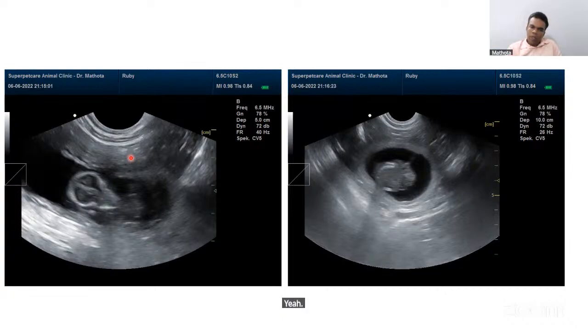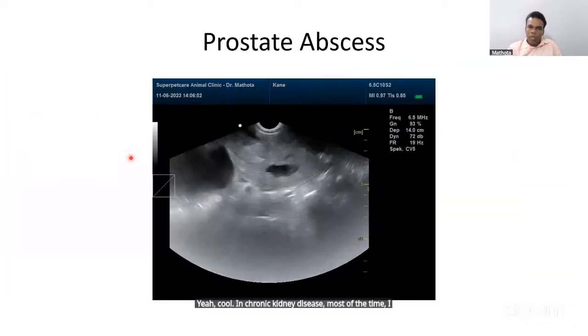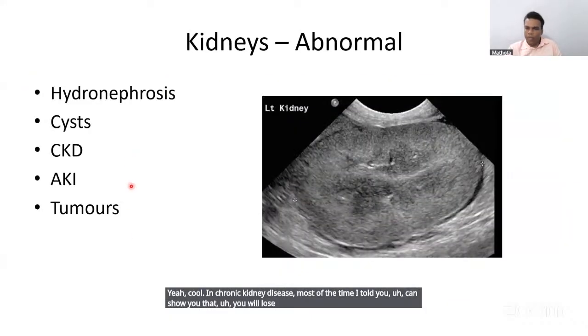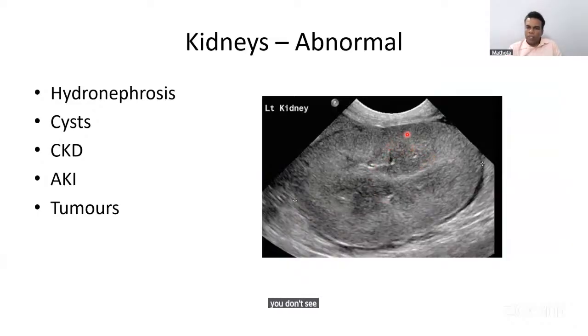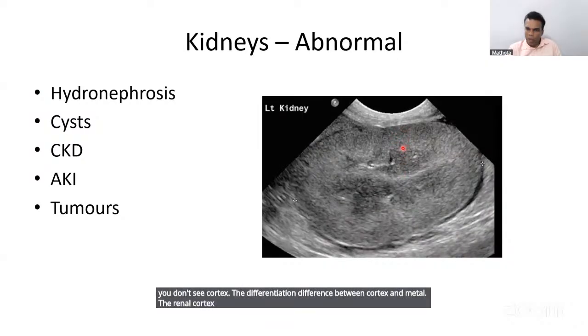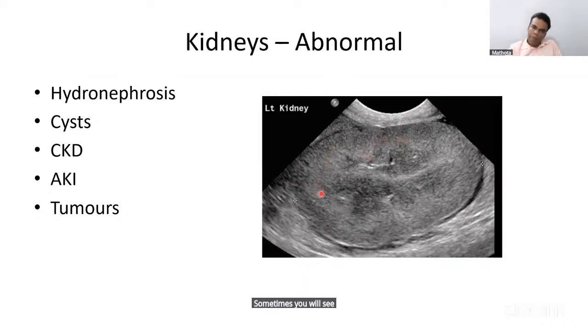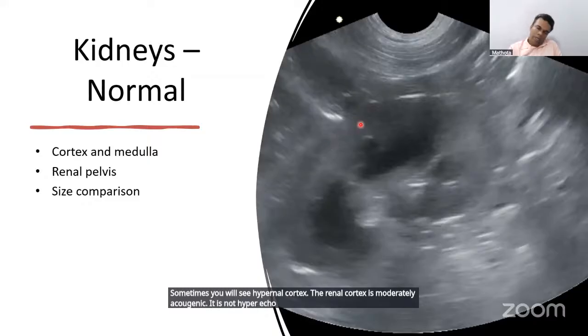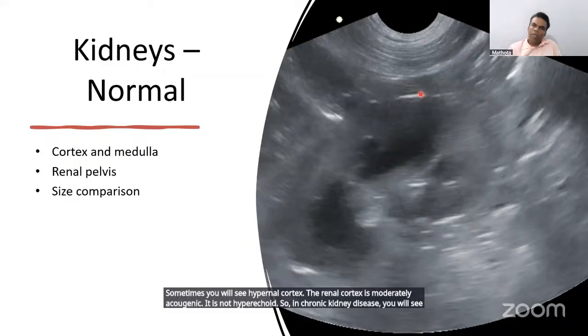Yeah, in chronic kidney disease, as I told you, most of the time you will lose the corticomedullary distinction. You don't see the difference between cortex and medulla. The renal cortex should be hypoechoic to medulla. Medulla should be hypoechoic, but the difference you don't see. Sometimes you will see hyperechoic renal cortex. The renal cortex is normally moderately echogenic. It is not hyperechoic. So in chronic kidney disease, you will see hyperechoic renal cortex.